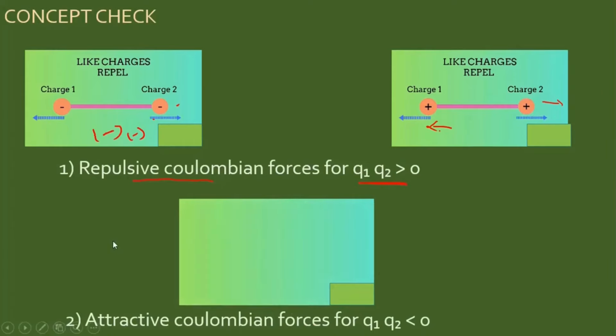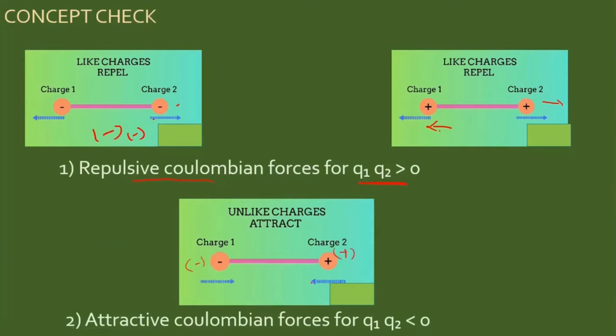Now, when will this force be attractive in nature? When we have two unlike charges. That is, if one is a negative charge and the other one is a positive charge. So here what we find is the Coulombian force is pointing towards each other, that is, it is attractive in nature. So whenever it is asked, if Q1 Q2 is less than 0, that signifies that one of the charges we are dealing with is negative and the other has to be positive. Only then will this product give us the attractive Coulombian force.